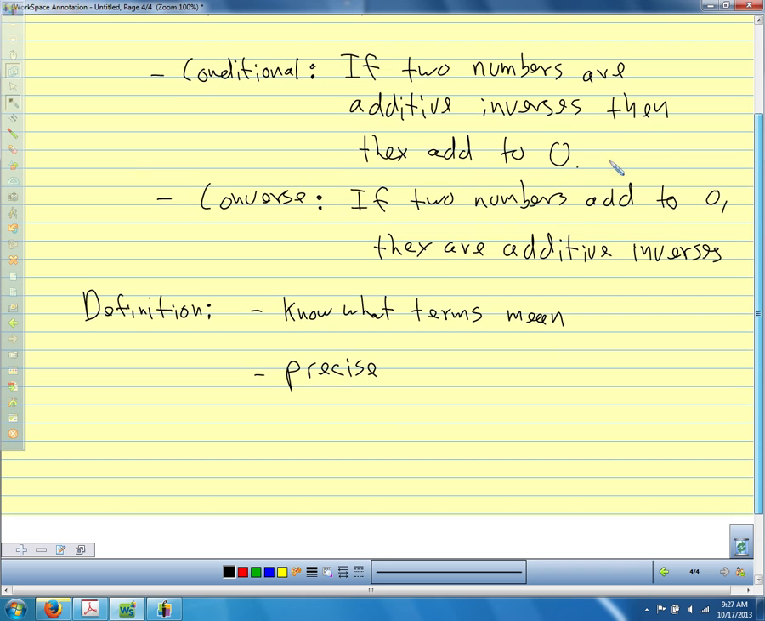So for this example, I wouldn't say that we put them together to get 0. I want to make sure that we're saying we add. We don't want to say that they're sort of 0. We want to say they're exactly 0. So we want our definition to be precise. And the last thing, and this is what we've been talking about, is that they are reversible. And reversible means that we can write them as a biconditional, and we want our biconditional to be true.